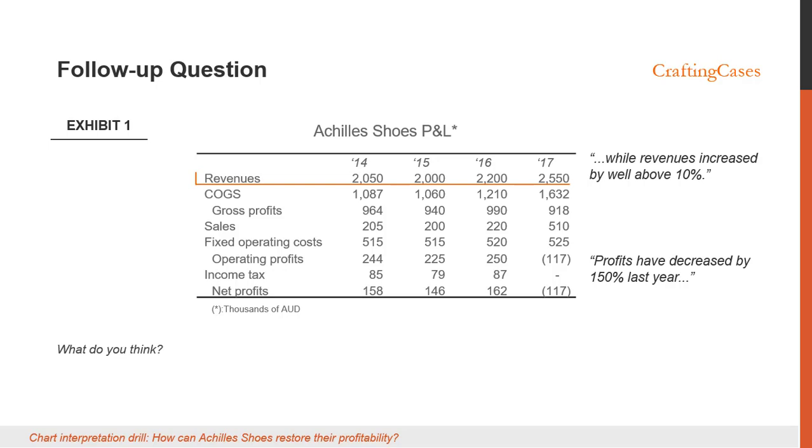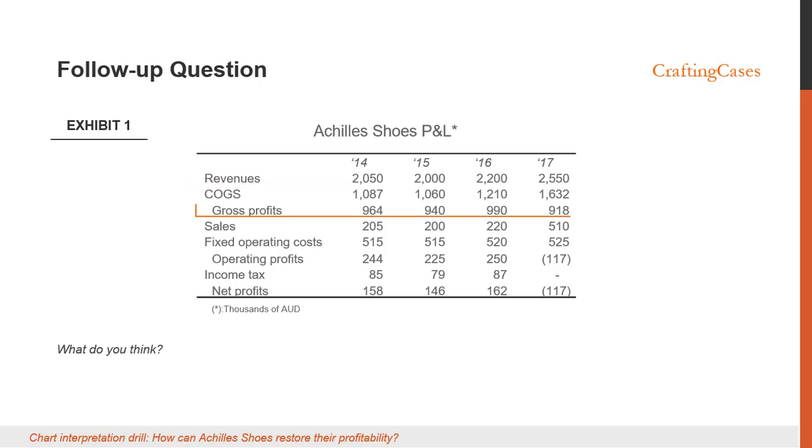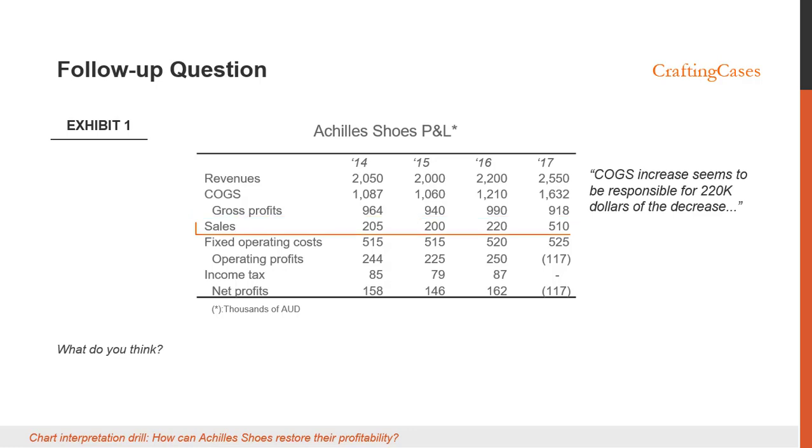If we look at gross profits to account for cost of goods sold, we can see that gross profits used to be around 45% of revenues, and while revenues increased by around 15% from 16 to 17, gross profits decreased from 990 to 920. So while they should have increased by around 150, they decreased by around 70. So that's around a $220,000 gap.